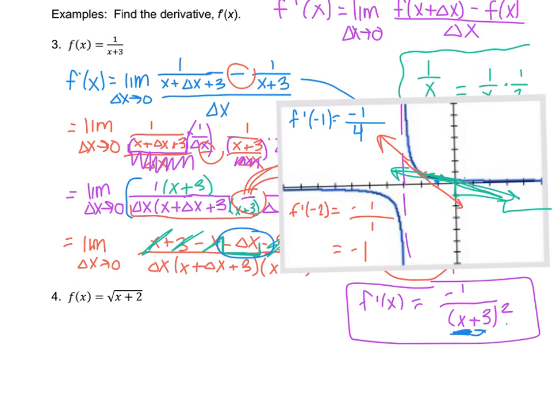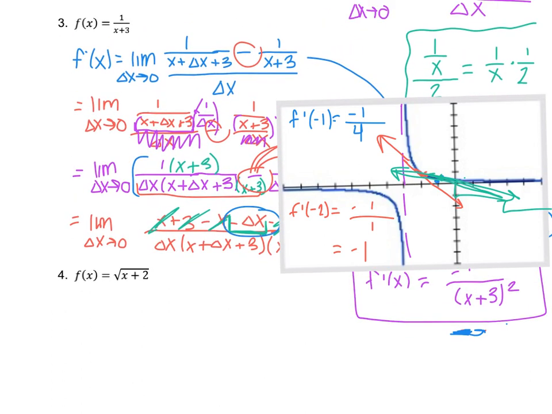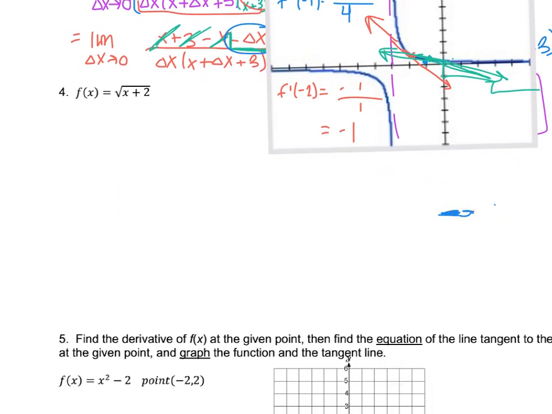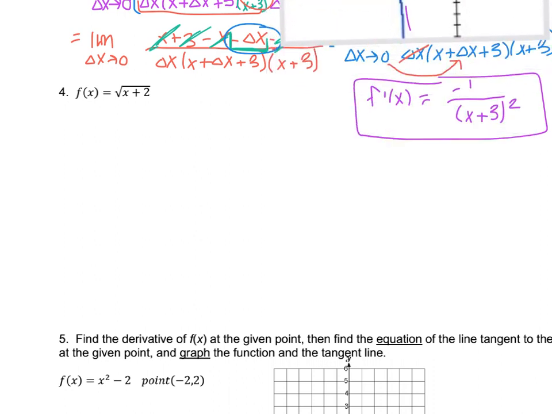Okay, I really hope all this is making sense. I know it's a lot to digest all at once. Let's go ahead and move on to another example here. So let's look at example 4. We've got another type of problem that we're looking at. We're looking at a square root function now.